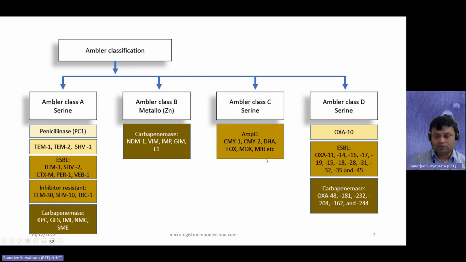Now, Ambler class C does not have any carbapenemase. That is only AmpC. C is reserved for AmpC. So there is no ESBL or carbapenemase in group C. It is only AmpC.